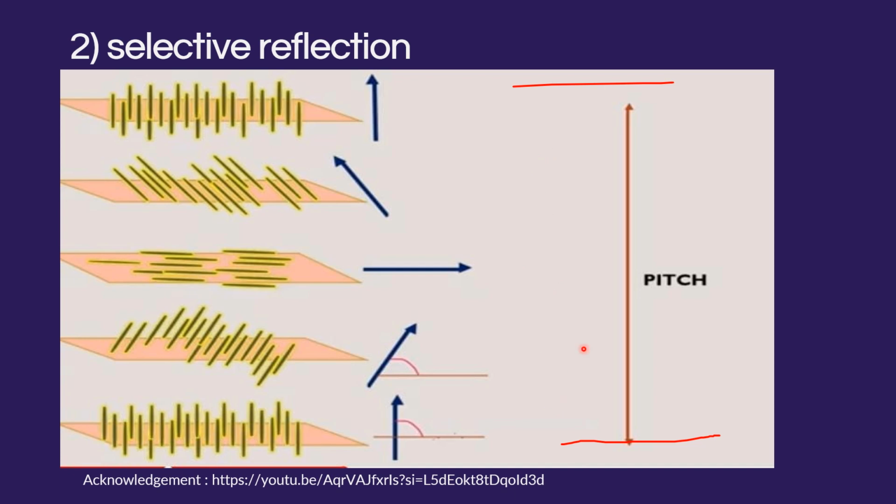Which part? The part of the light which has a wavelength range almost equal to the pitch length. Only that part of the light is selectively reflected by this cholesteric phase. Therefore, this is how the selective reflection mechanism is explained.